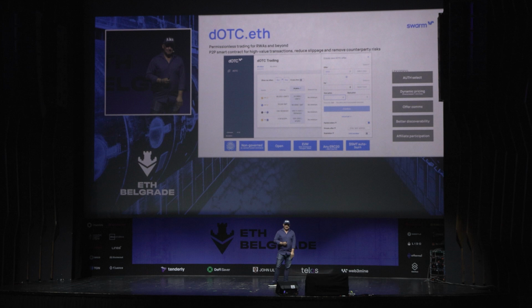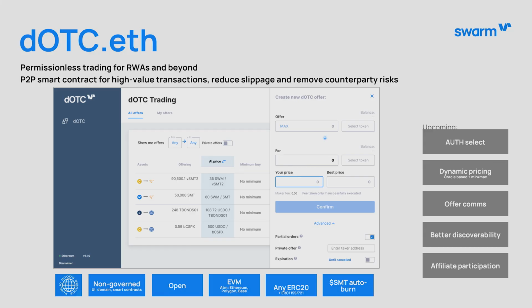So we built something called DOTC. It's a decentralized application with a UI. Everything sits on permissionless infrastructure. We deployed both the UI and the domain on .eth, obviously. Smart contracts are on Ethereum, Polygon, and Base. To me, this is one of the most obvious use cases for blockchain.